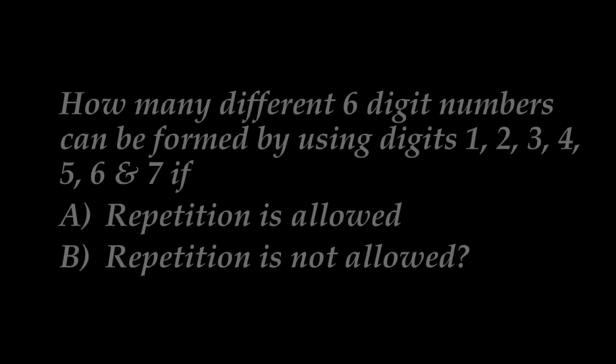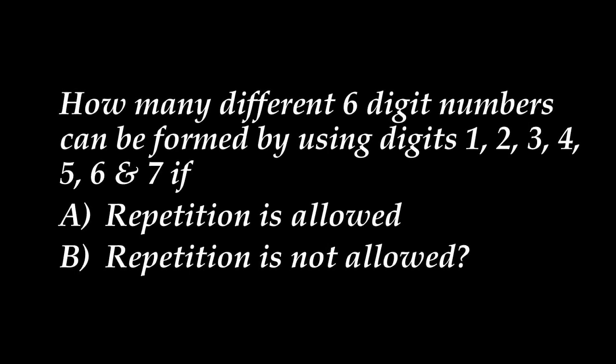Let us now solve this problem. How many different 6-digit numbers can we form by using the digits 1, 2, 3, 4, 5, 6 and 7 if the repetition of the digits is allowed and if the repetition of the digits is not allowed?